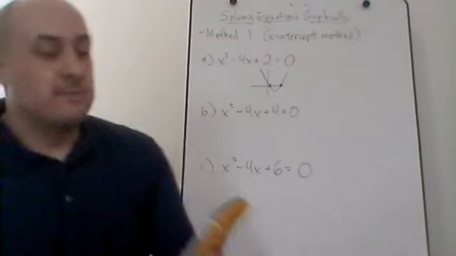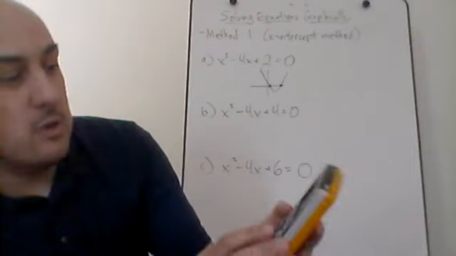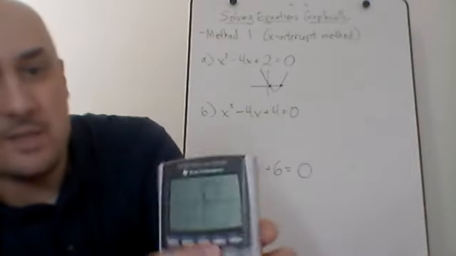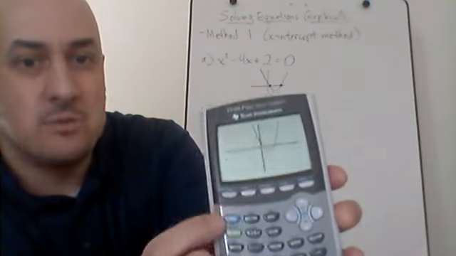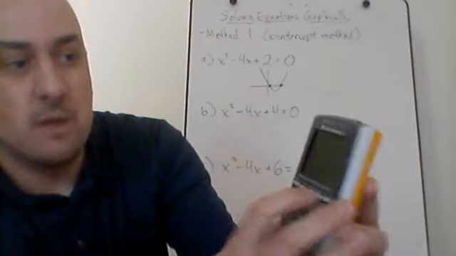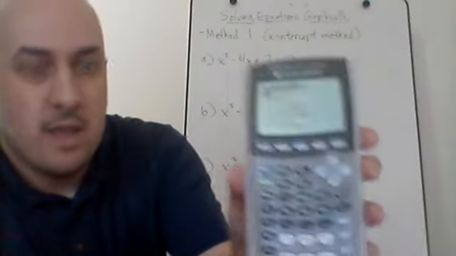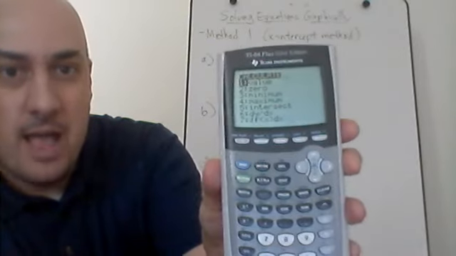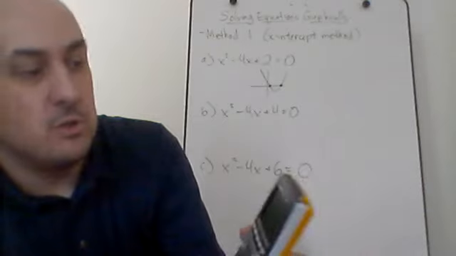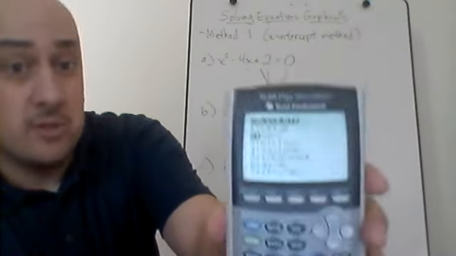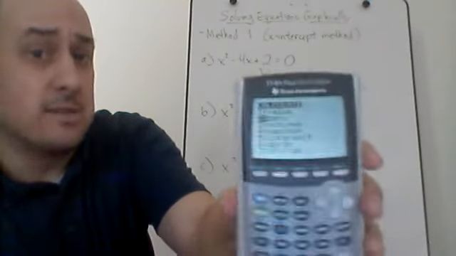To find the x-intercepts on here, I go to the calculate menu. See that trace button up there? I have to press second and then that trace button. That gets me to the calculate menu, and now I want number 2, which is the zero of the function. A zero is another word for the x-intercept.